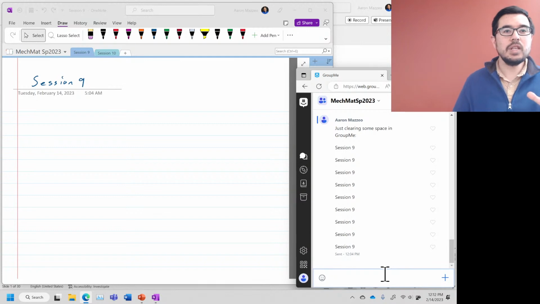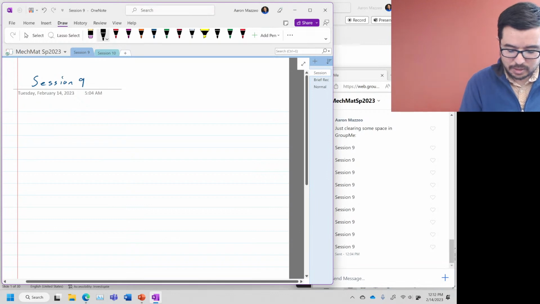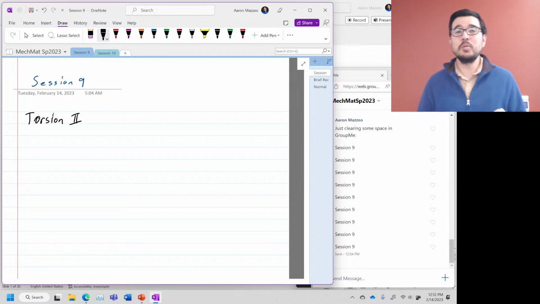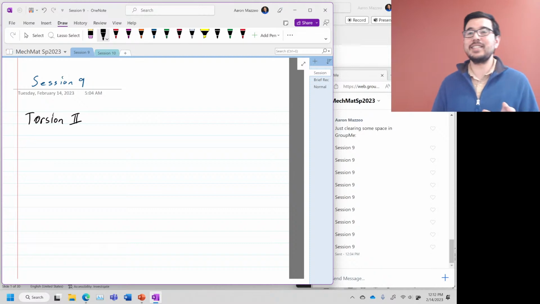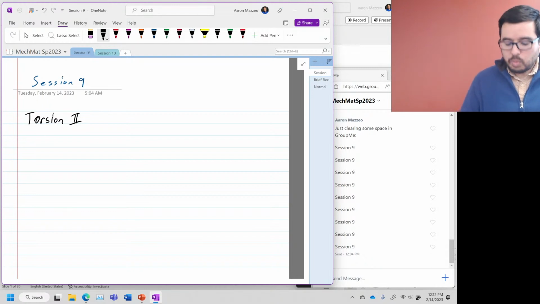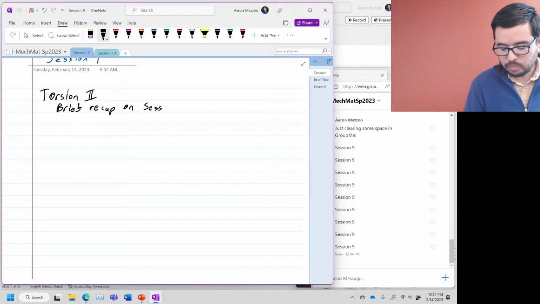Okay. So today we're going to be talking about torsion again. So this is torsion 2. It's really like torsion 1.25 because we didn't really get a chance to hit torsion last time, and we will get a chance to review what we covered at the very end of the session. And before we get into it, we'll have a brief recap on session 8. We will also have some formulas and techniques for normal loading.